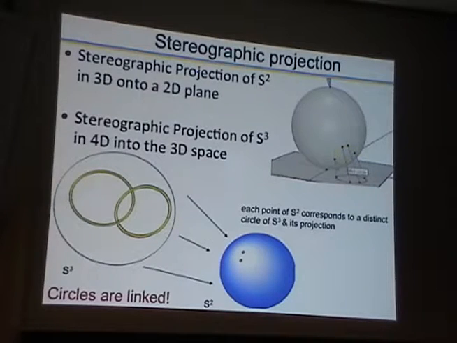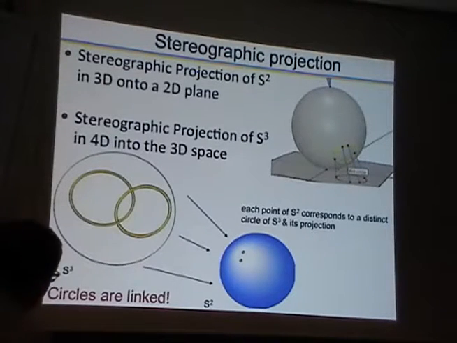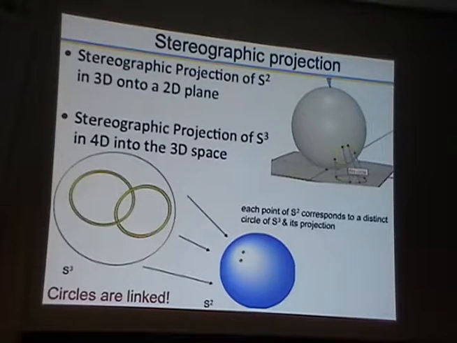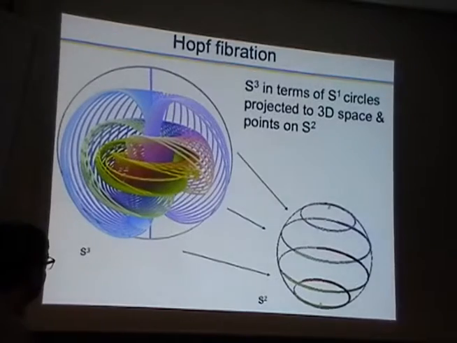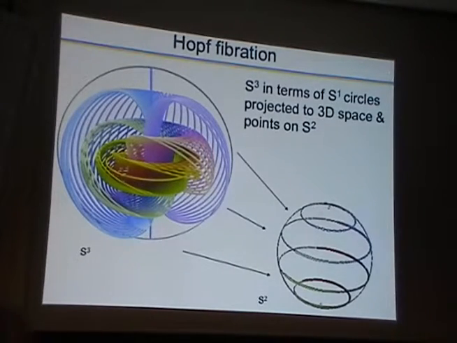Additionally, we could characterize the S3. Now, what's interesting to note in here is that as we would be projecting the circles from S3 to the three-dimensional space, they would be linked with respect to each other, right? And this makes them already topologically non-trivial. This is nothing else but the so-called Hopf fibration, which allows us to present S3 in terms of S1, right, the circles projected to 3D space, and also additional points on S2 sphere.